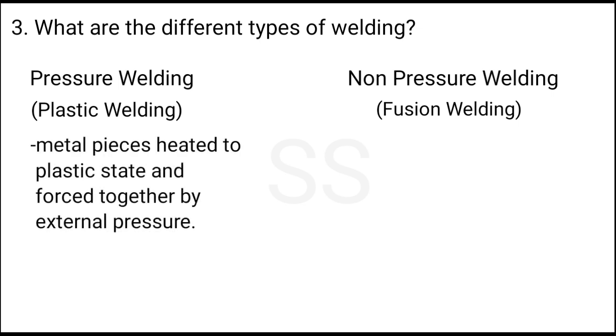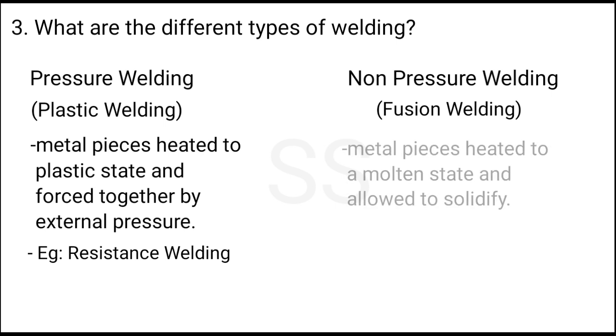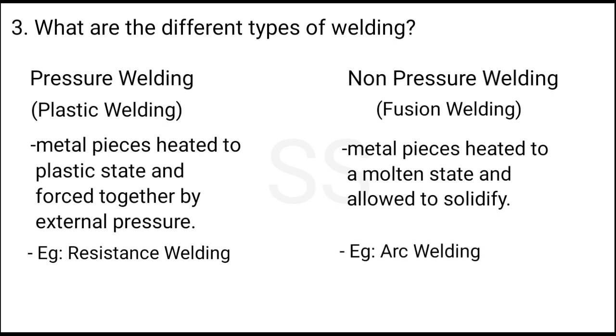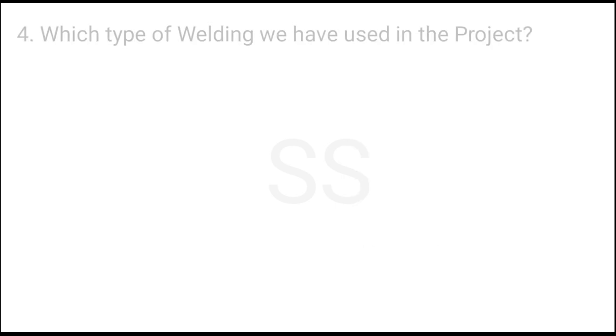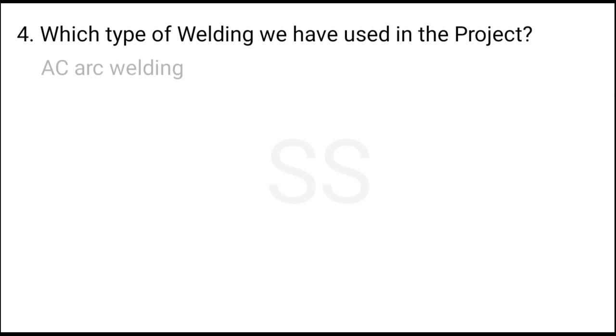In plastic welding, metal pieces are heated to a plastic state and then forced together by external pressure. A very good example is of resistance welding. In fusion welding, metal pieces are heated to a molten state and allowed to solidify. An example could be of arc welding. Which type of welding we have used in the project? We have used non-pressure welding, or more precisely, AC arc welding.